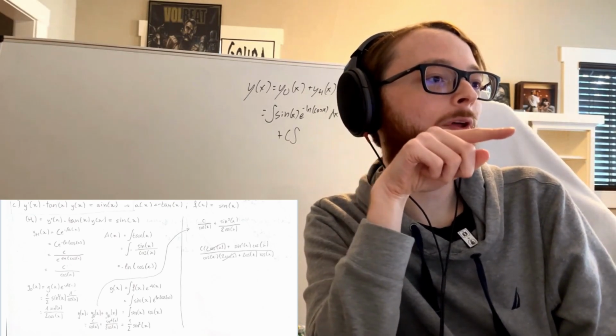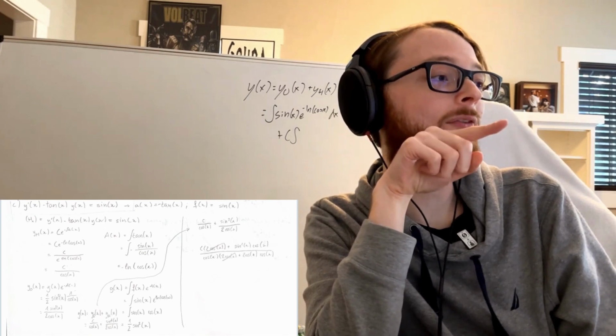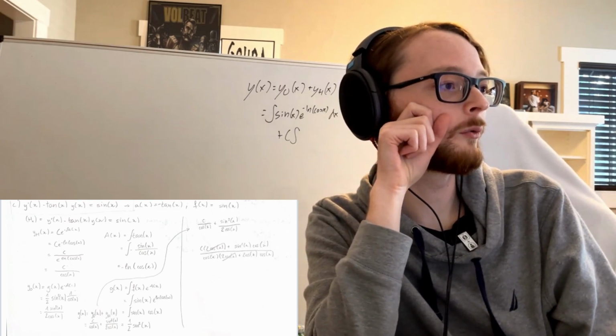Okay, I think I see where they're coming from now with the g of x. Because, oh, I guess that's where the variation of parameters comes in, or however you call it, Storm.